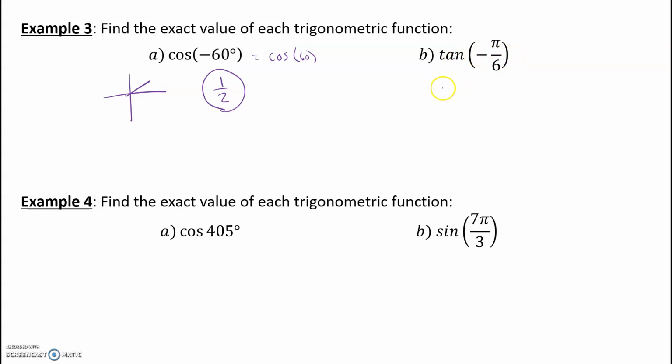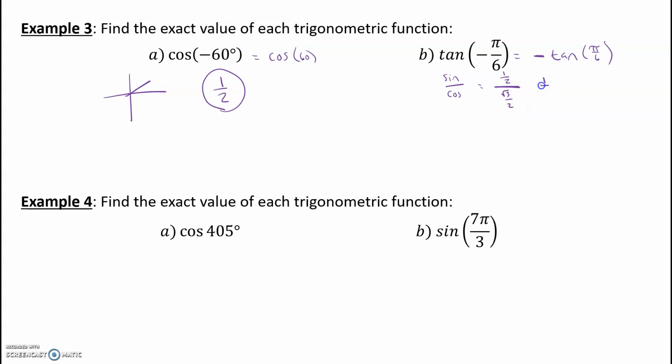Tangent of -π/6 is the same as the opposite of whatever the tangent of π/6 is. So let's think about what the tangent of π/6 is. Tangent of π/6, let's use our hand trick. We know it's sine over cosine. So for π/6, sine is 1/2. Cosine is √3/2.